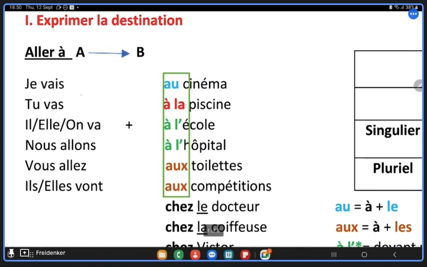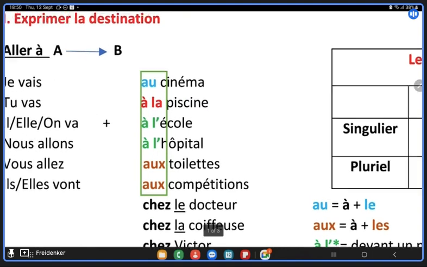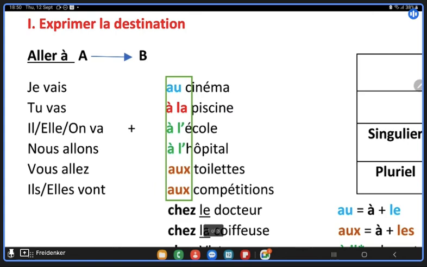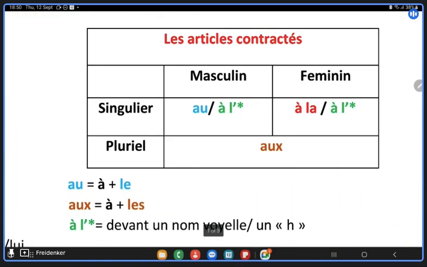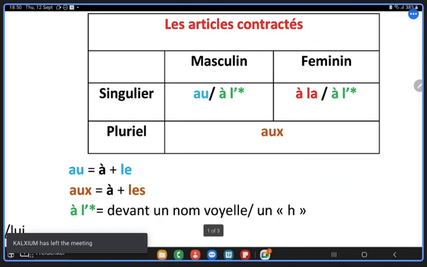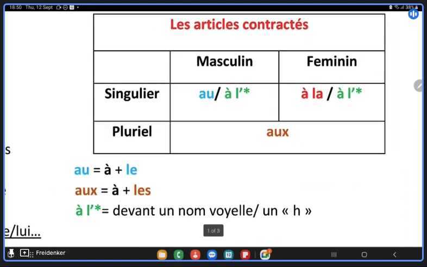Je vais, and then you apply the same rules for article contracté. If it is masculine, your à becomes au. You remember this table, right? This one. À and le becomes au. À and les becomes aux. The same thing is going to happen here. If there's an l apostrophe, there is no contraction. It remains the same. So see, devant is a preposition. It means in front of a noun beginning with a vowel or an H. You have to use l apostrophe. That is what is written here.